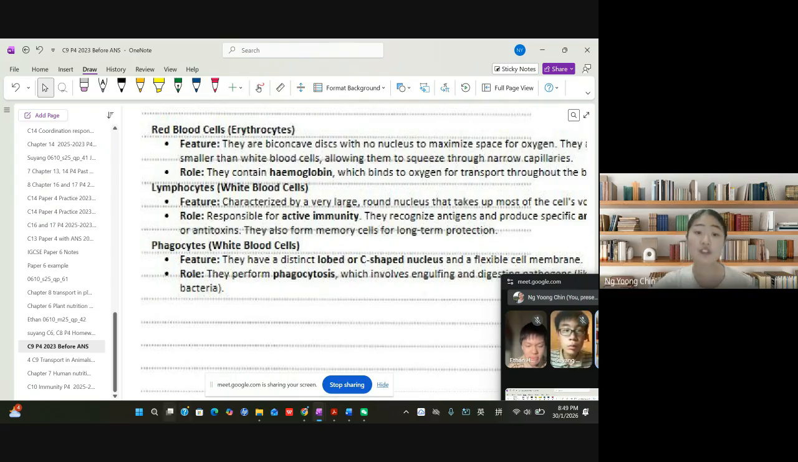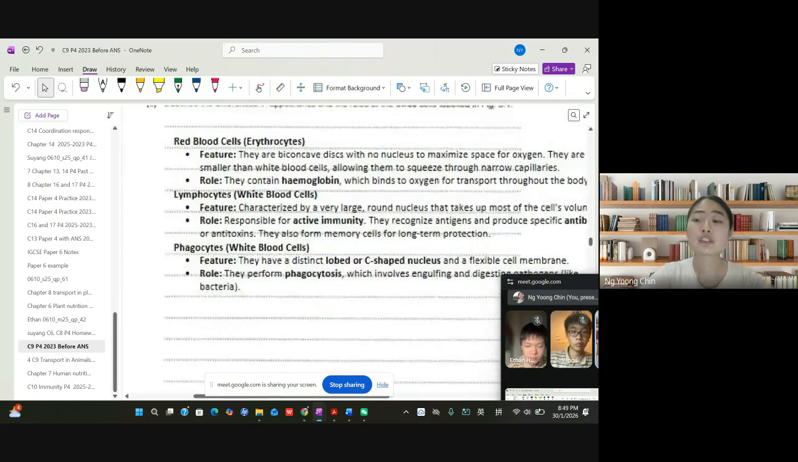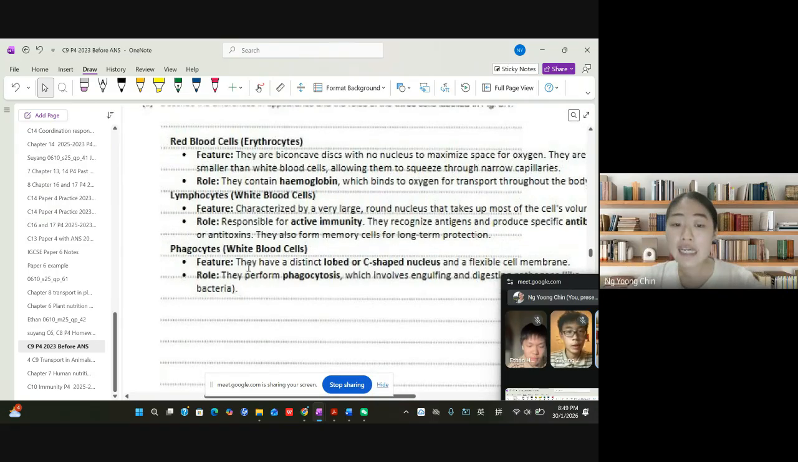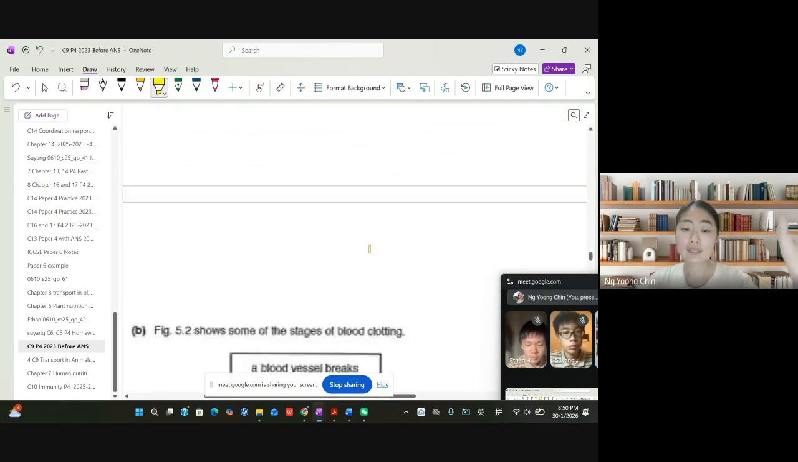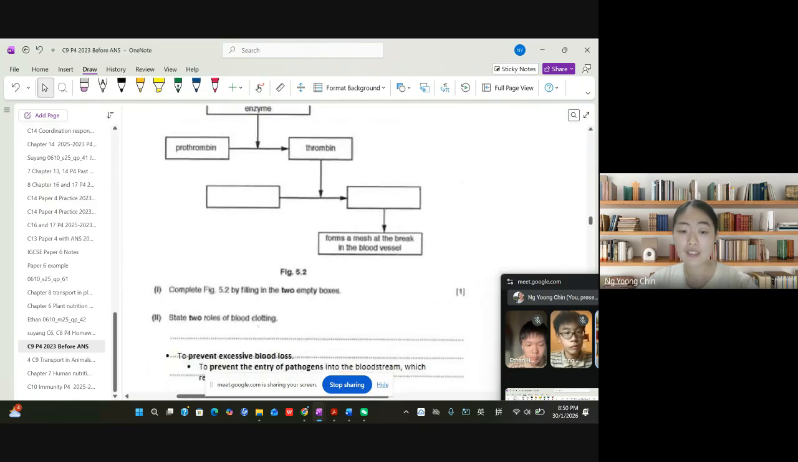Their function is different. Lymphocyte is to produce antibodies, active immunity, and produce memory cells for long-term protection, long-term immunity. Phagocyte, which is also another kind of white blood cell, what will phagocyte do? They will do phagocytosis. So they will just engulf and digest the pathogens. The keyword. Okay, this is also the same thing.